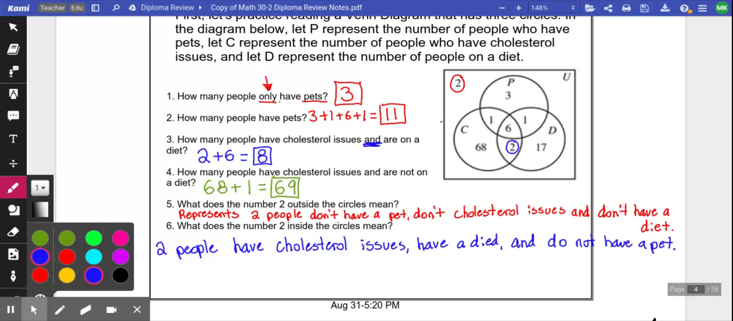Right? Make sure you mention all three categories. You can't just be like, oh, it means that they don't have a pet. Or you can't say it means they have nothing. That doesn't answer enough. You have to have more detail, especially written response questions on diplomas and finals.